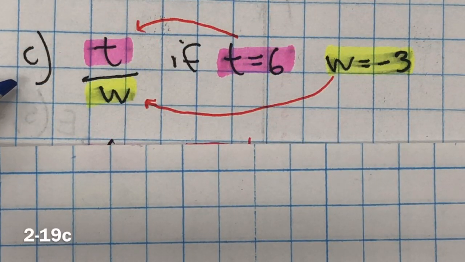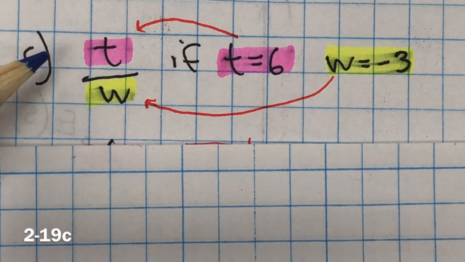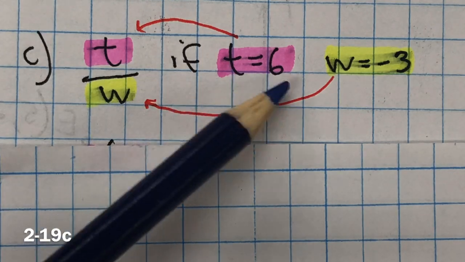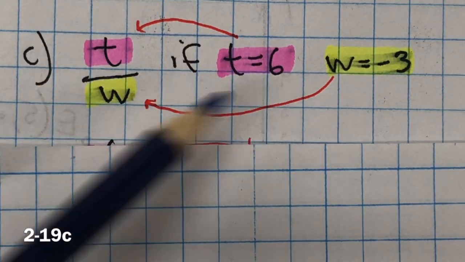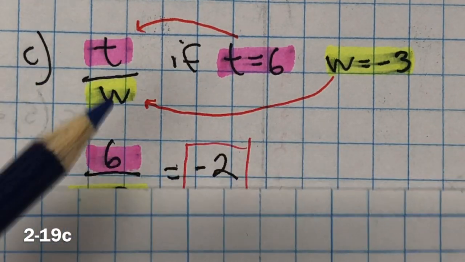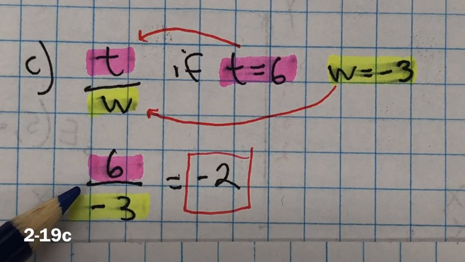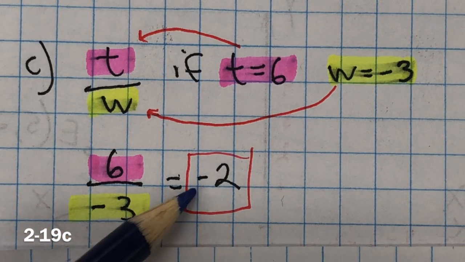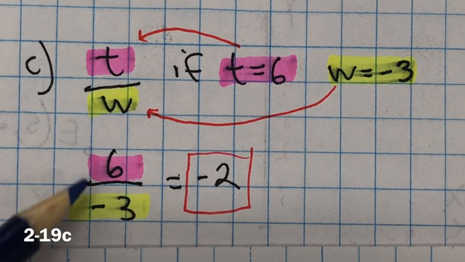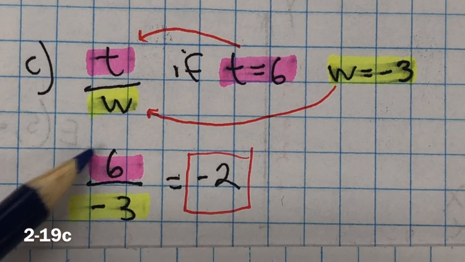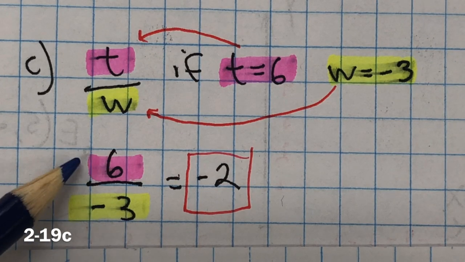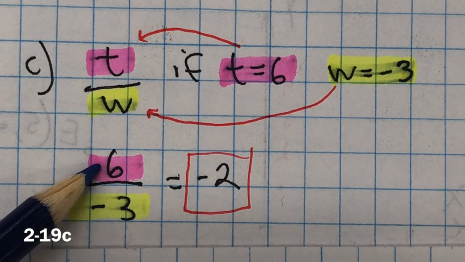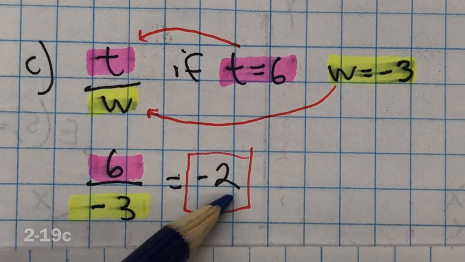In 219C, we have t divided by w. So if t equals 6 and w equals negative 3, we have 6 divided by negative 3. The positive divided by a negative will be a negative. Anytime you multiply or divide numbers and they have opposite signs, it will always be a negative. So 6 divided by negative 3 is negative 2.